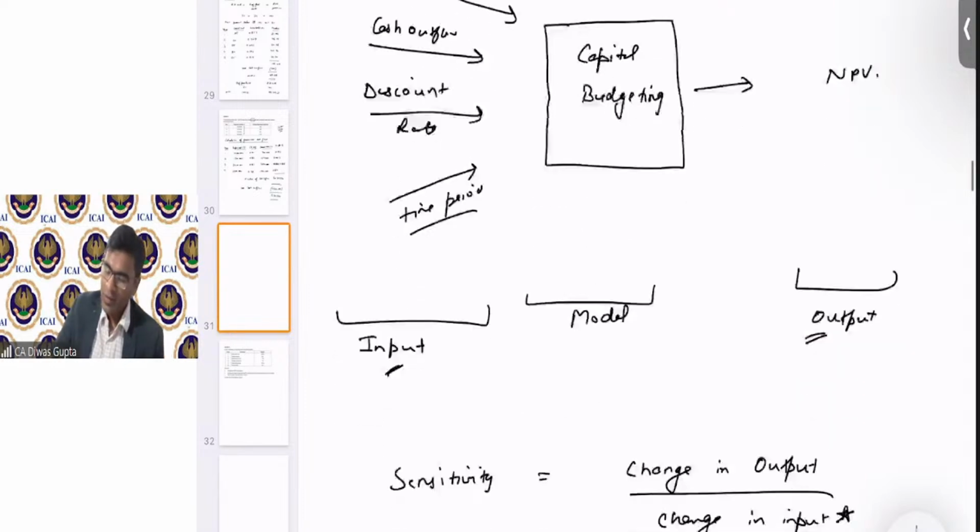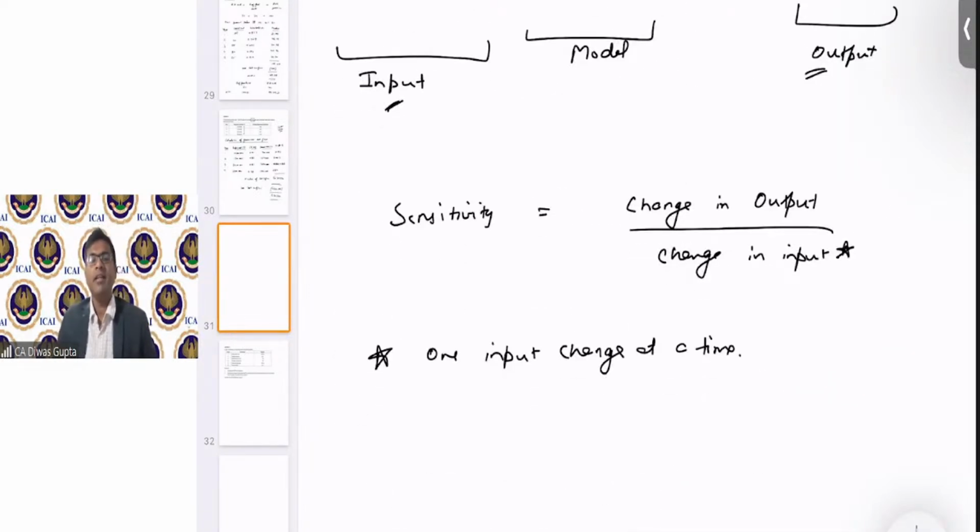Perfect. So as I explained, sensitivity is very, very important because we cannot estimate everything on a very accurate basis. We don't know whether the cash flows that we are projecting after 5 years from now are going to materialize or not. Hence, it is important for the users to understand that if cash inflow after 5 years increases or decreases by 10%, then what is the change in the NPV as of today.